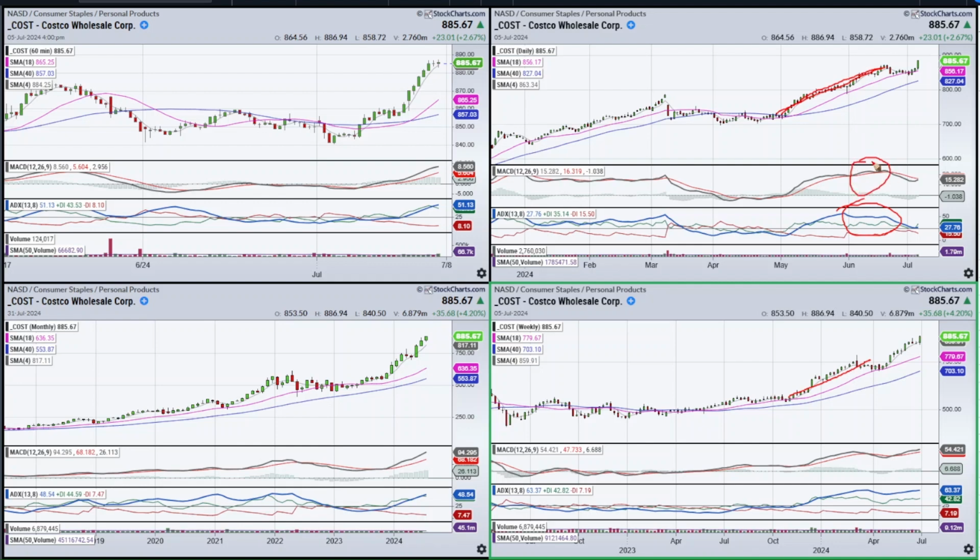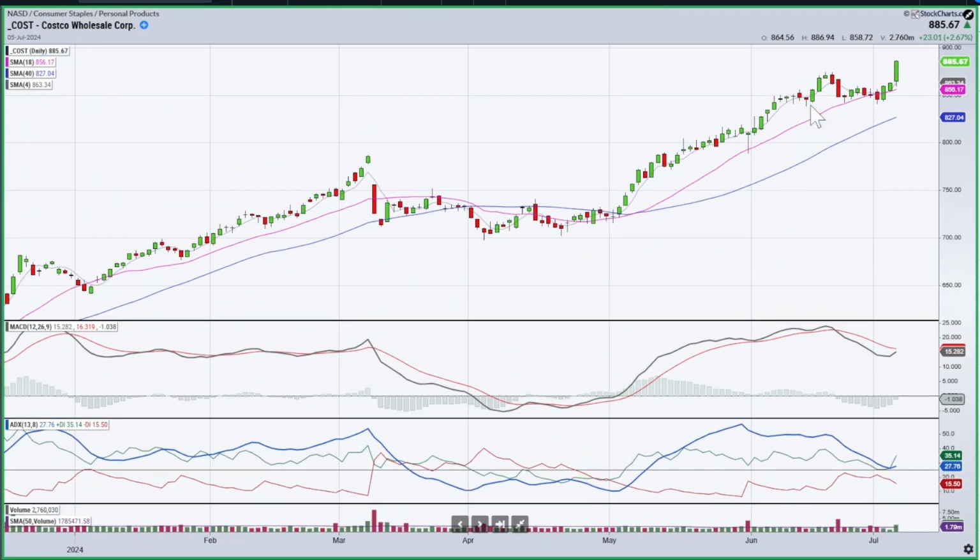We got strength with ADX and MACD, and then we get our pullback to the 18, and look at what happens. We get overrun in MACD, all right? Now, when we get that, what do I say we do? Same thing on the weekly. We have to get a move up and then a move back down, and then it's game on as we come back up. All right.